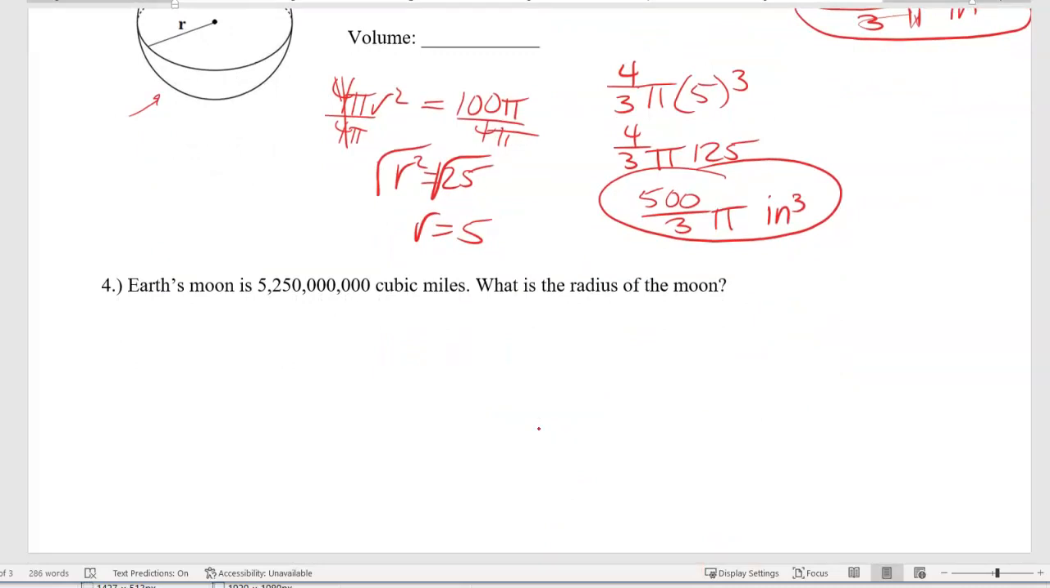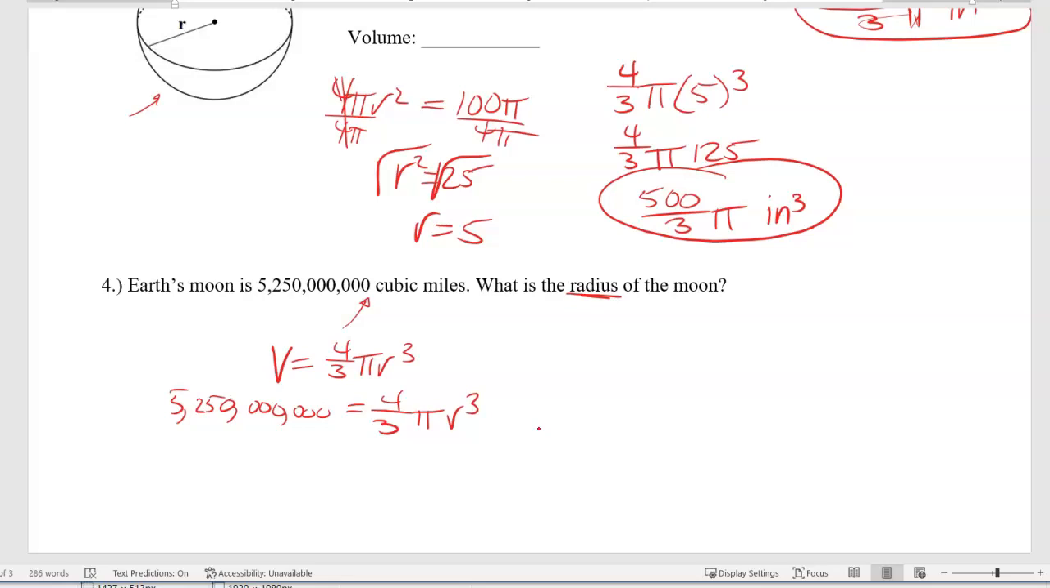So this last one says Earth's moon is 5.25 billion cubic miles in volume. That's interesting. I didn't even say in volume. So yes, this is going to be the volume of it, and we want to know the radius. So as I told you, when all else fails, just write the formula. Volume equals 4/3 pi r cubed. Now I'm going to put my numbers in that I know. I have 5,250,000,000 equals 4/3 pi r cubed.